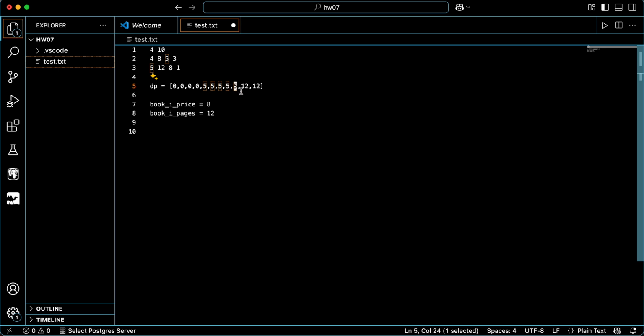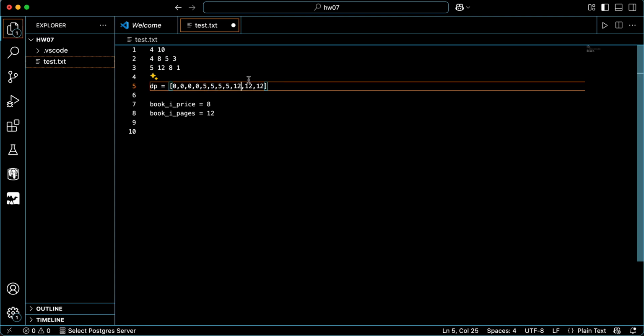Then we do the same thing with 8. For $8, you can get 12 pages, and that's more than the 5 pages we got before. Anything below that, you can't spend the $8, so it doesn't matter. Now let's look at the next one.